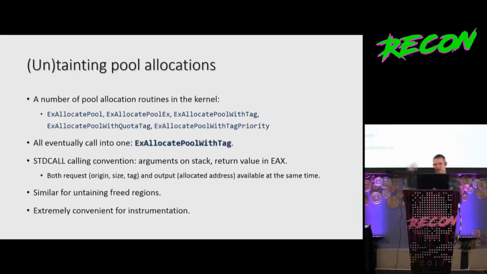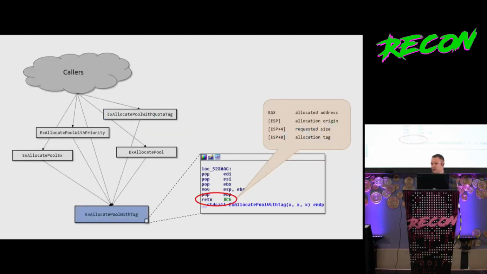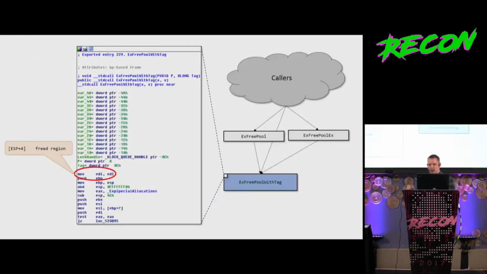So when this function actually returns, we have all of the information about the request and the result of the request at the same time. And it's very similar for untainting freed allocations, but we just have to hook into the ExFreePool function. So basically this is how it looks. We have some callers of the different allocator functions. All of them eventually end up in ExAllocatePoolWithTag. So we just hook into this single ret instruction here, and we read all of the information that we're interested in at this very moment. And that's about it. And the same for freeing.